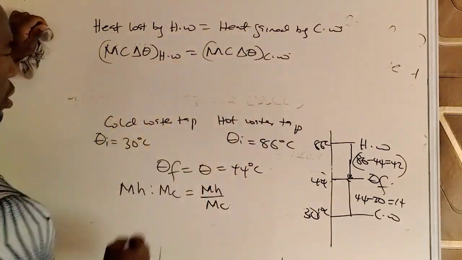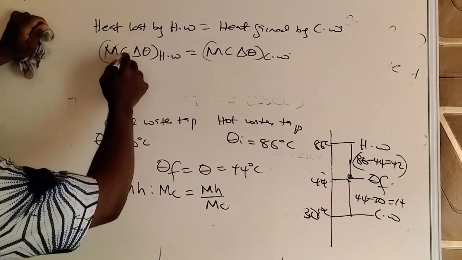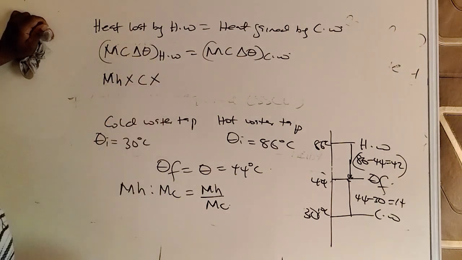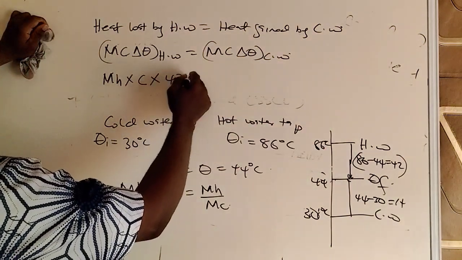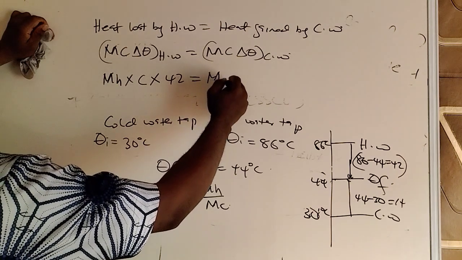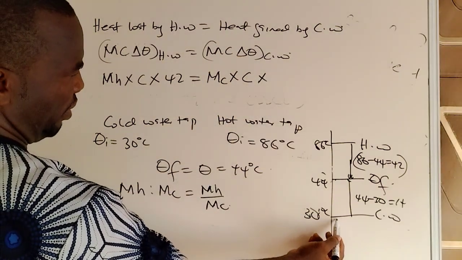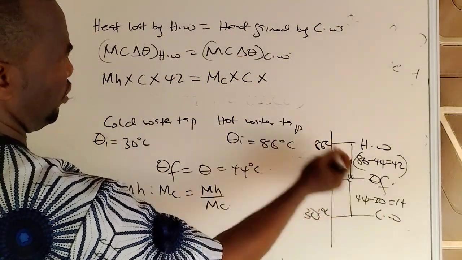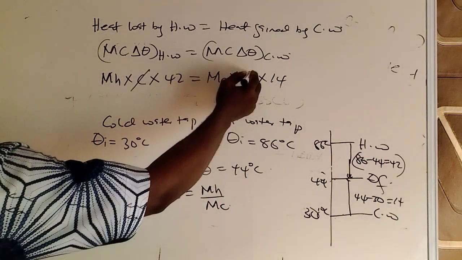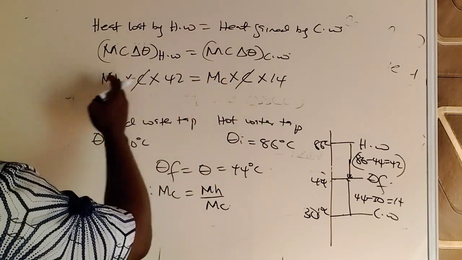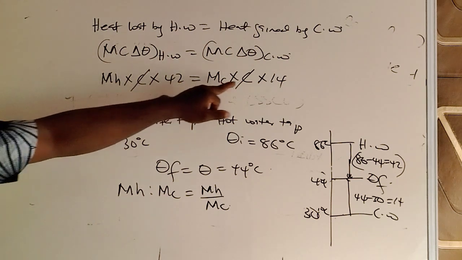The mass of the hot water, we don't know it, we call it mH. The capacity of the water, we call it C. The change in temperature for the hot water is 86 minus 44, that is 42. The mass of the cold water, we call it mC. The capacity of water is C. Then the change in temperature is, as we have in the graph, 44 minus 30, that is 14. So you see that we can cancel out the C because both are the same substance, as I mentioned earlier, whether it's hot or cold. As long as it's water, they will have the same value of specific heat capacity and they will cancel out.